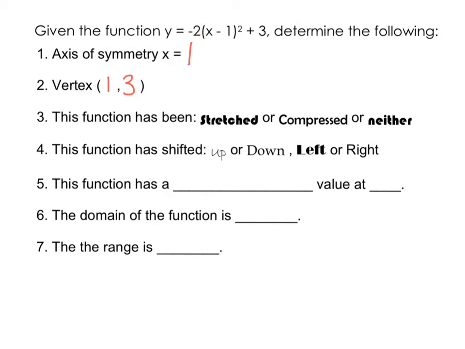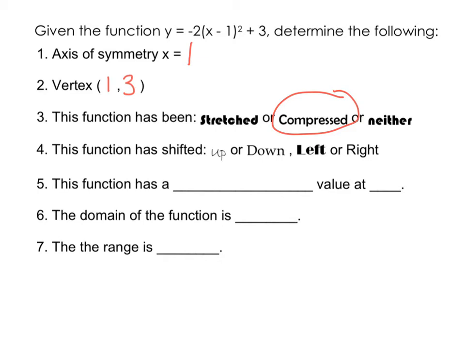Just the number. Is the number greater than 1 or is it less than 1? If it's less than 1, like a fraction or a decimal, that's when it has been compressed. And then if the number is greater than 1, so in this case we have a 2, that is when it has been stretched. So for this one, it has been stretched. And then when it's neither, that's if it's equal to 1. There isn't a number in front of it, at least not a number that's actually written. If it's just a 1, it's neither.